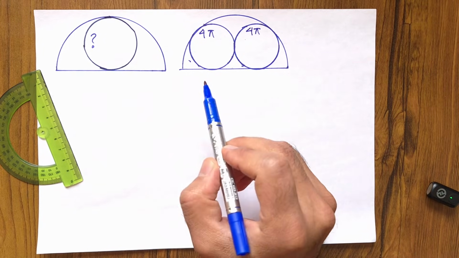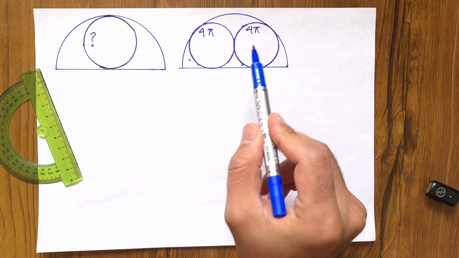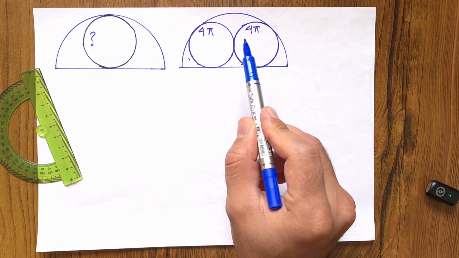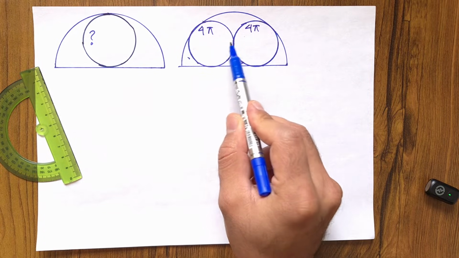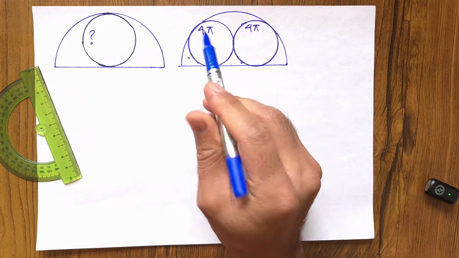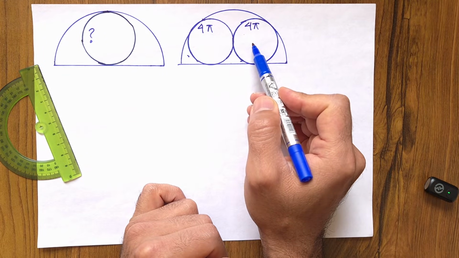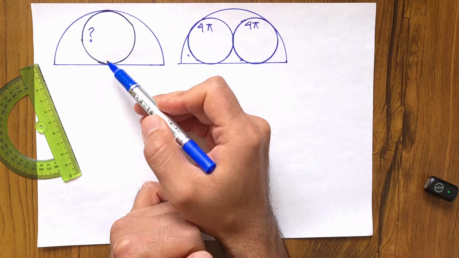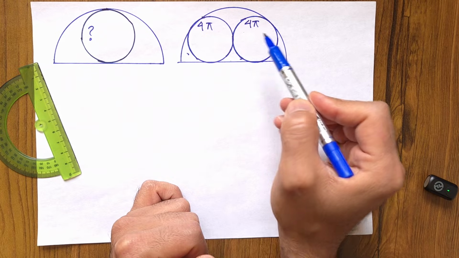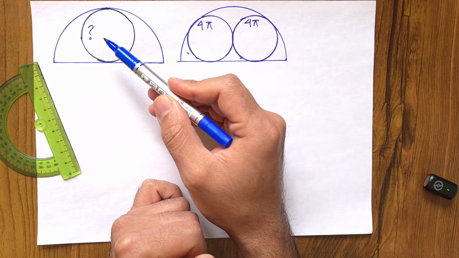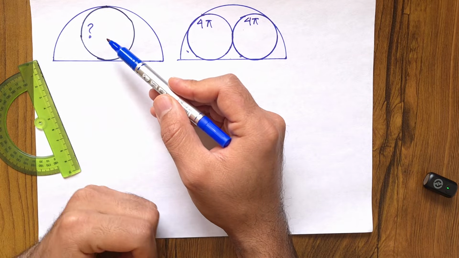We have two identical and congruent semicircles. In one of those, we have two smaller circles inscribed with an area of 4 pi each. So this circle has an area of 4 pi. This one is also 4 pi in area. We have another semicircle exactly similar to this one, and instead of two, we have one circle inscribed inside. So what is the area of this circle inside?